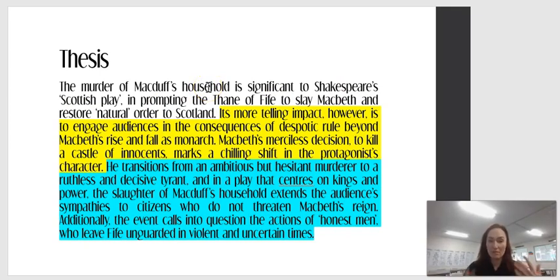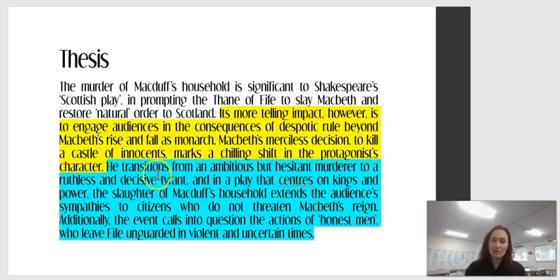So one of the reasons is Macduff wants to kill him for revenge. However, this is its main thesis. Its more telling impact, however, is to engage audiences in the consequences of despotic rule beyond Macbeth's rise and fall as a monarch. Macbeth's merciless decision to kill a castle of innocence marks a chilling shift in the protagonist's character. So basically saying that it shows the impact of inappropriate rule, like being a tyrant, and then it also shows that he kills a castle of innocence, so it shows a chilling shift in his character.